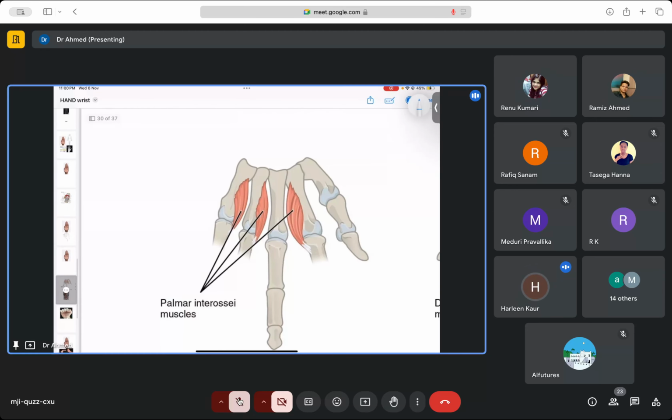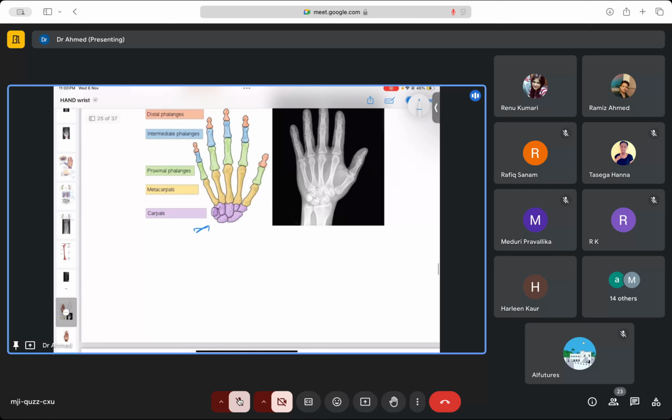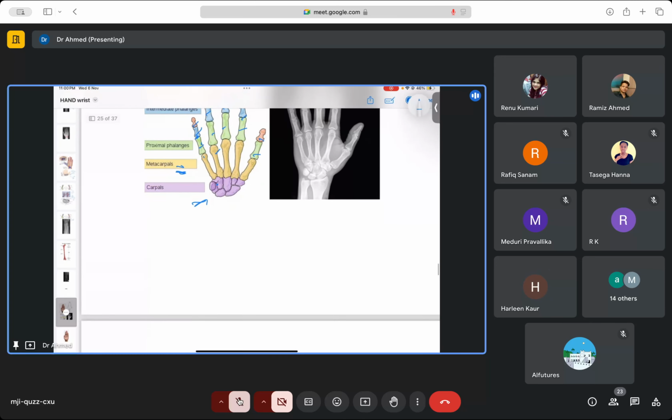Okay, so now let's discuss the hand. You can see you have your carpal bones, and your metacarpal bones, which attach your phalanges to your carpal bones, right? Then you have your phalanges, that is three phalanges in each finger, but two in the thumb, right? We have already discussed the ulnar and median nerve. Here we are going to have a quick overview, right?